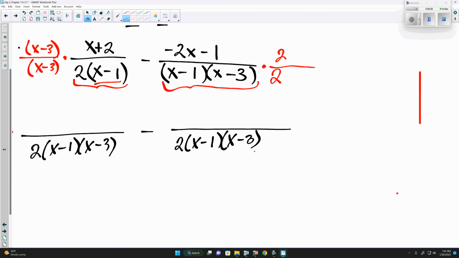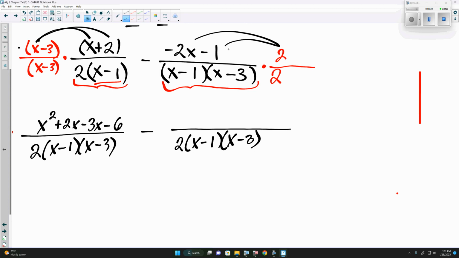Now the numerators, just like before, we're going to have to distribute this out. So x times x is going to be x squared. x times 2 is plus 2x. Negative 3 times x is negative 3x, and negative 3 times 2 is negative 6. Our other numerator, we're multiplying it by 2. 2 times negative 2x is negative 4x. 2 times negative 1 is negative 2.